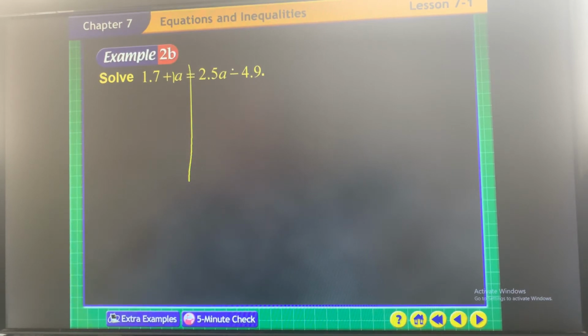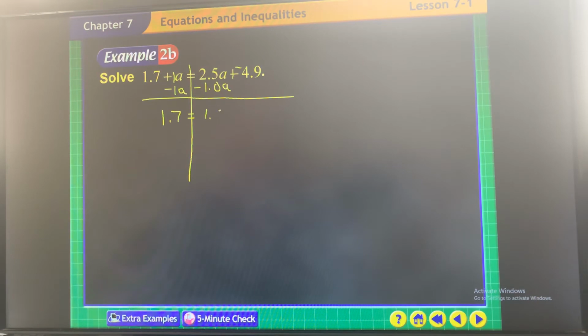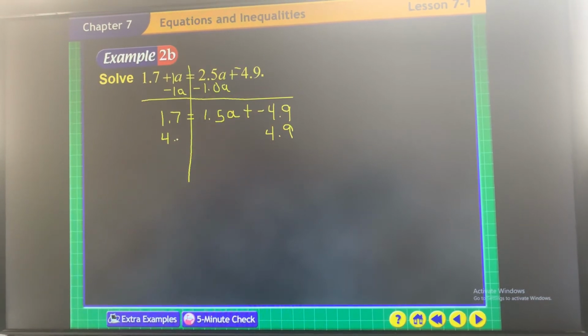So I'm going to do this over here. I'm going to look at this and go, yeah, I think I'm going to move my variable to the left so I can avoid a negative number there. It's not always going to work out like that. So I have 1 7/10 is equal to 1 5/10 A plus negative 4 9/10. Go ahead and additive inverse your constant over to the other side like this.